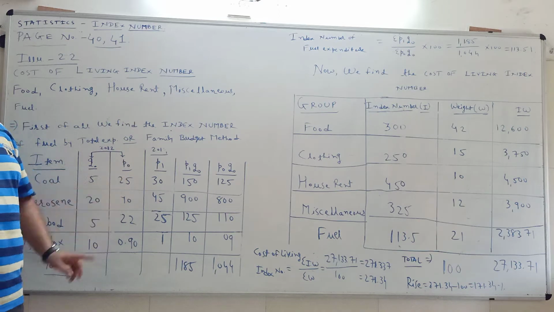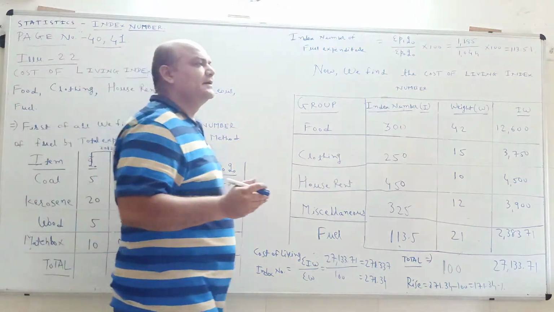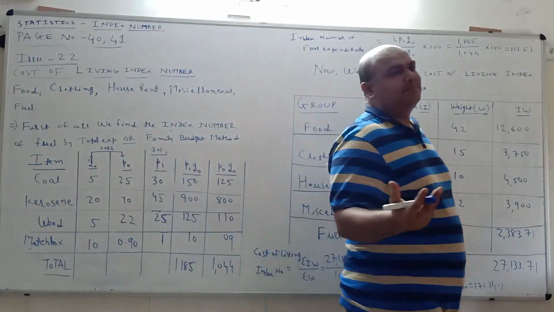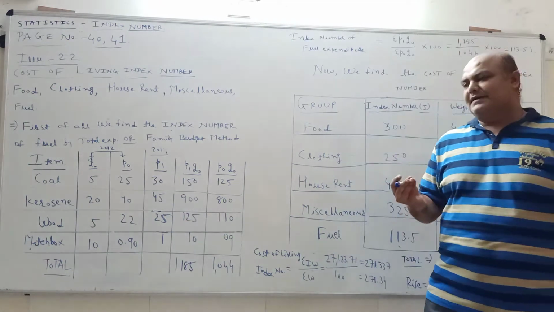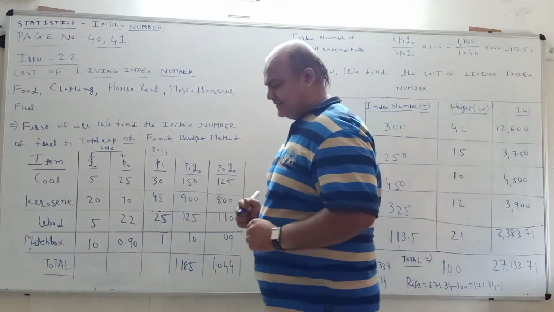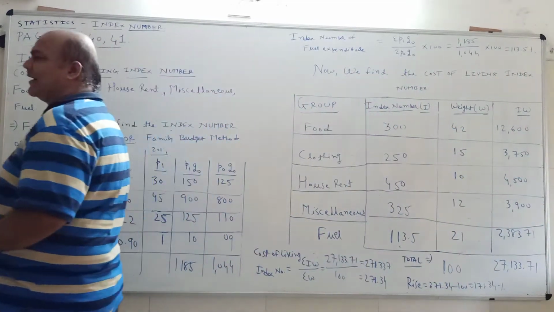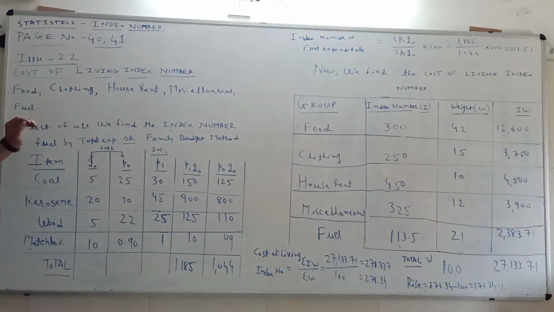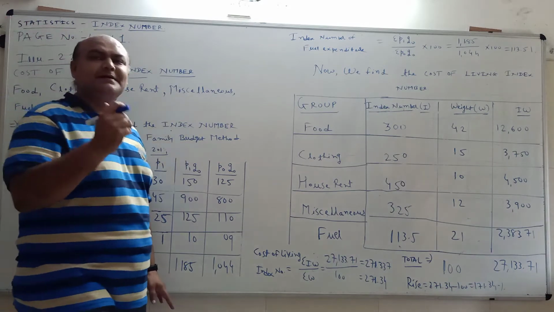Third is house rent. Friends, in previous times it was said that roti, kapda aur makan. Likewise, for the basic elements of cost of living, food is the roti, clothing is the kapda, house rent is the makan.